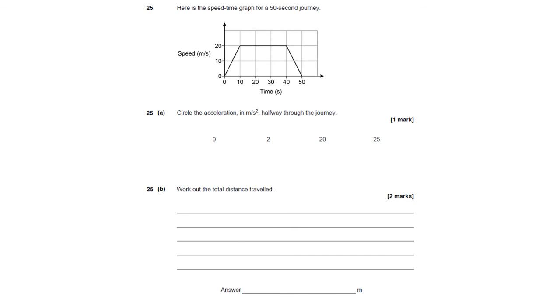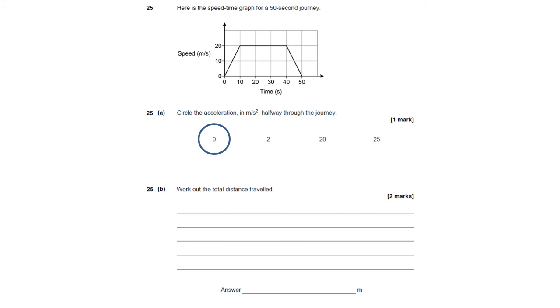Question 25. Here is the speed-time graph for a 50-second journey. For part A, we need to circle the acceleration in meters per second squared halfway through the journey. So halfway through the journey is when the time is 25, so that's halfway along the horizontal line at the top there. At that point, as it's a straight line, the speed is constant, hence the acceleration is 0.